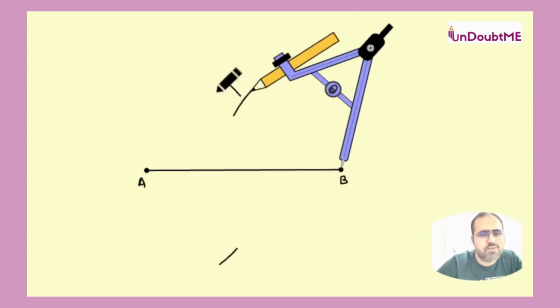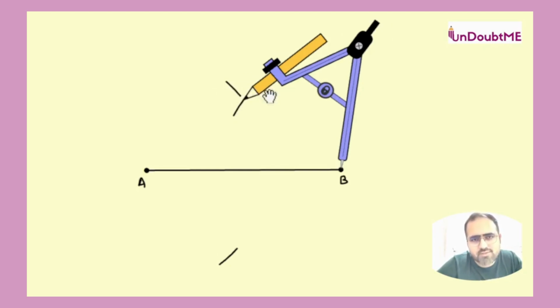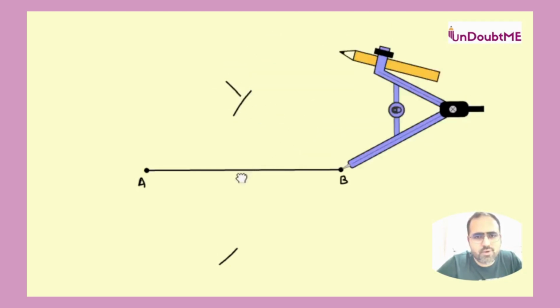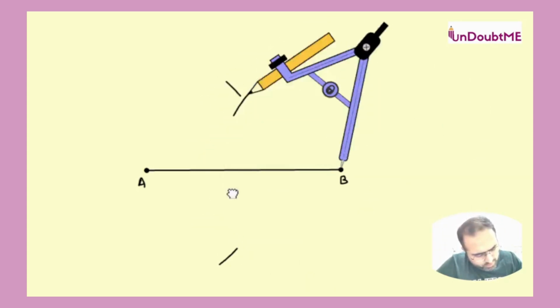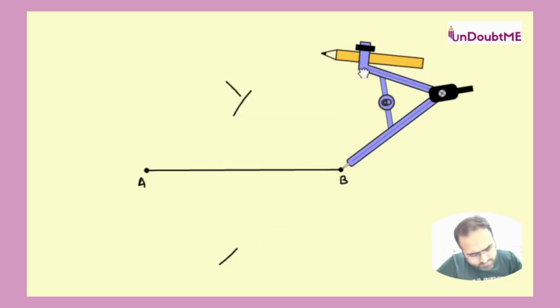Now this is not intersecting, so I'll just do it again. It should intersect the previous arc at this point. Similarly, if I go down, then it will go somewhat like this.